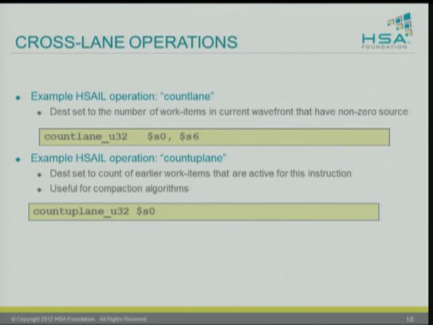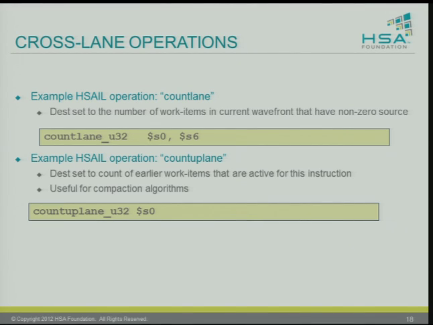So I had a couple examples of the cross-lane operations that are provided in the HSAIL instruction set. The first one is something called count lane. What we're going to do is look across the wavefront, and we give it a register, in this case, S6. So I'm going to look at all the S6s from the other work items in my wavefront, and I'm going to count the number of those S6s that are not equal to 0. And every work item will get the same answer.